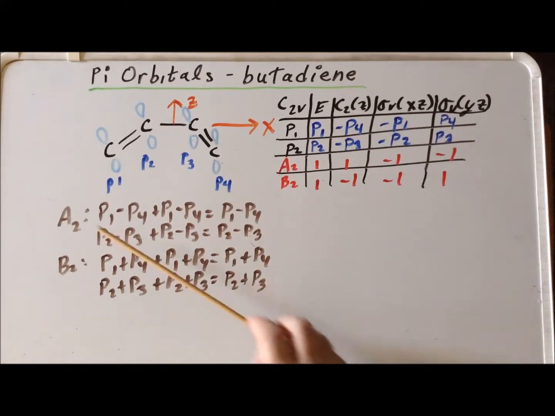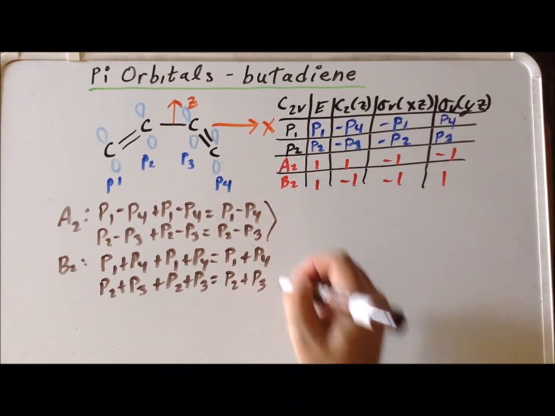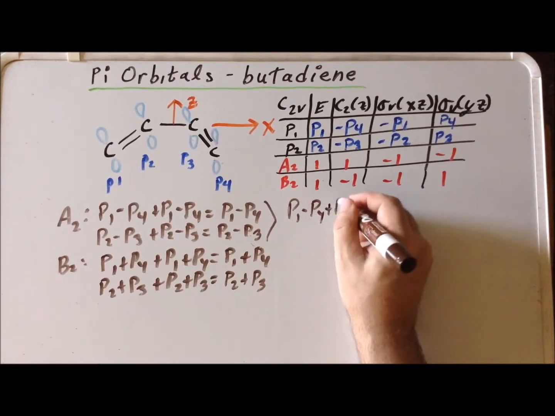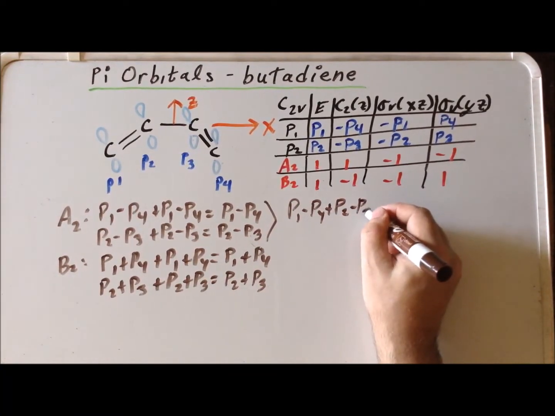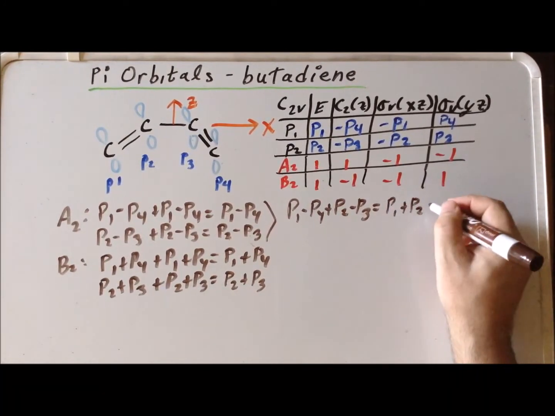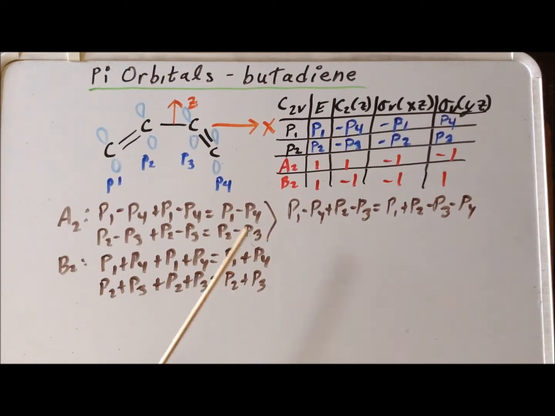So what we need to do now for A2 is to make the two possible combinations of P1 minus P4 and P2 minus P3. So the first way to do that is to simply add these two together. So the first combination we'll show will give us P1 minus P4 plus P2 minus P3, which we could write maybe a little more elegantly as P1 plus P2 minus P3 minus P4. So we made a linear combination where we kept the phases exactly as we had them before.